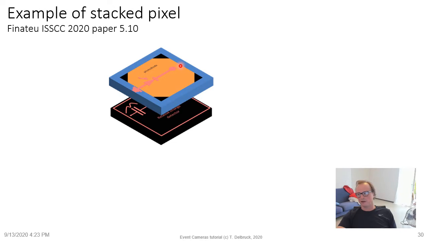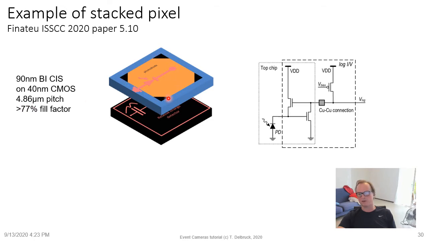Just really remarkable, the effect of stacked image sensor technologies pioneered by Sony. In this paper from 2020 ISSCC, Prophesee and Sony reported a stacked image sensor technology DVS pixel, where the top layer has a photodiode and NMOS, and the bottom layer has all the other stuff. It's 90 nanometer back illuminated CMOS image sensor technology and 40 nanometer CMOS digital or mixed signal technology. They achieve a 4.86 micron pitch and more than 77% fill factor.